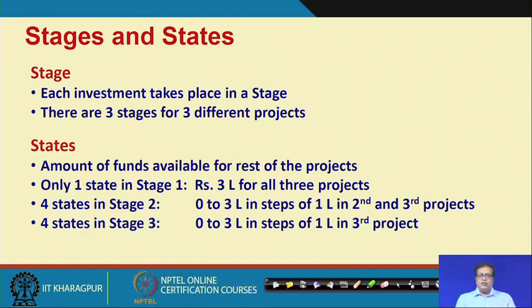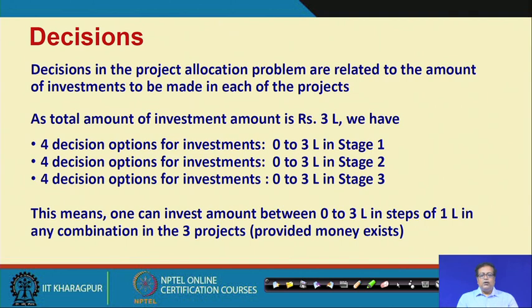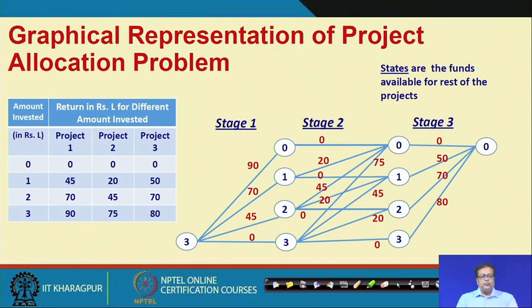So, what are the decisions? Decisions would be the amount that you invest, how you invest these 3 lakhs. At stage 1, stage 2 and stage 3, at each stage you have up to 4 options, 0 to 3 lakhs in steps of 1 lakh. These are the decision options at a given stage. So, this means one can invest between 0 to 3 lakhs in steps of 1 lakh in any combination in the 3 projects, provided money exists.